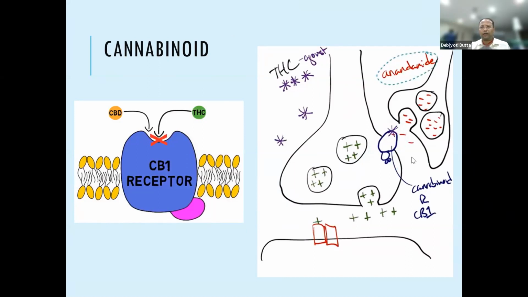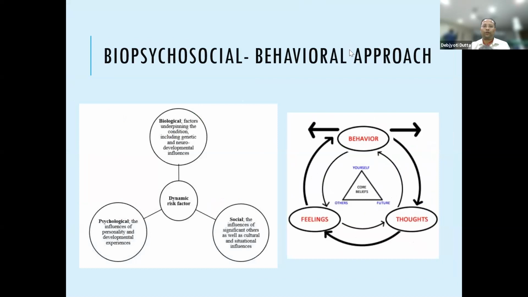Ultimately, for cannabinoids, there is nothing in the market at present, at least in India, for treatment purposes, but it may come. Then the biopsychosocial and behavioral approach is not pharmacotherapy. Just to tell you that here also we can decrease pain perception. If we want to target pain perception, we have to understand the biopsychosocial approach to pain, and then a behavioral approach is required to treat this biopsychosocial concept of pain.